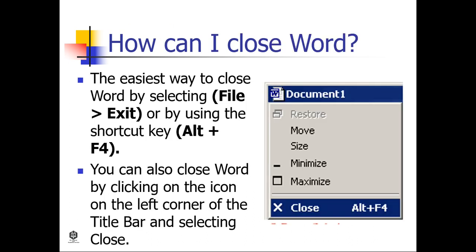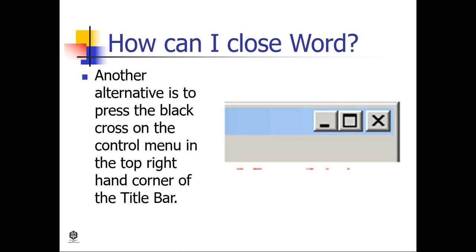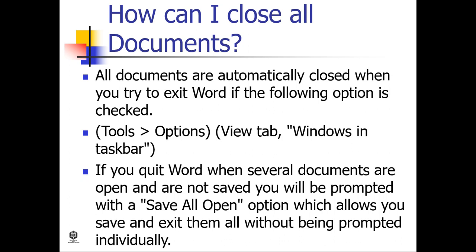How can I close Word? The easiest way to close Word is by selecting File, then Exit, or by using the shortcut key Alt F4. You can also close Word by clicking on the icon on the left corner of the title bar and selecting Close. Another alternative is to press the black cross on the control menu in the top right-hand corner of the title bar.